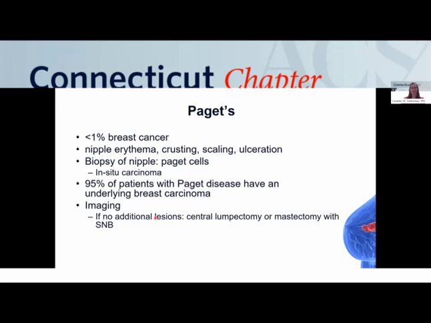But anybody who has these suspicious nipple changes, especially if they're unilateral, should have a biopsy of the nipple, which you would expect to show those Paget cells, that in situ carcinoma. 95% of patients with Paget's disease do have an underlying breast cancer, so it's important to get imaging to rule out an invasive cancer somewhere else in the breast. And if there's no additional lesions, you can proceed with a central lumpectomy, removing that nipple areolar complex, or a mastectomy, which at that point you would perform with that sentinel lymph node biopsy.